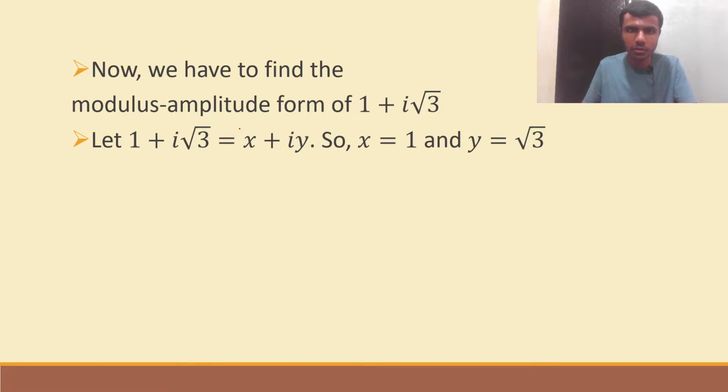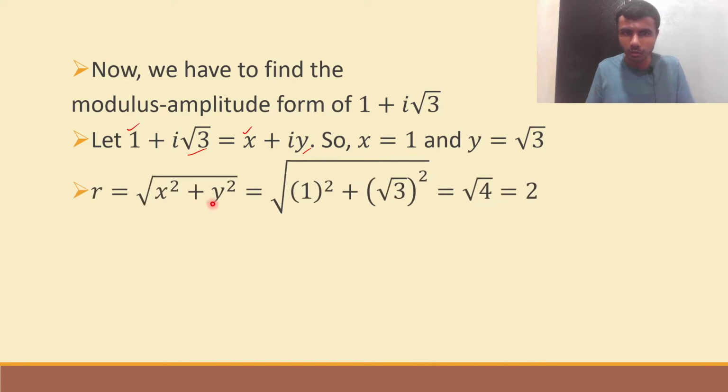So if you see here, x is 1 and beside i I have root 3, so y is root 3. Fine. Now we are going to find out r. What is the formula for r? r is nothing but under root of x square plus y square. So under root of 1 square plus root 3 square. 1 square is 1, root 3 square is 3. So 1 plus 3 is 4. So under root 4, which is nothing but 2. So r is 2.